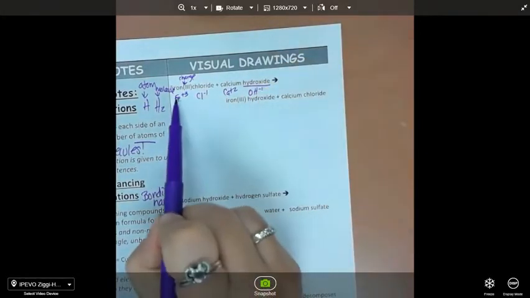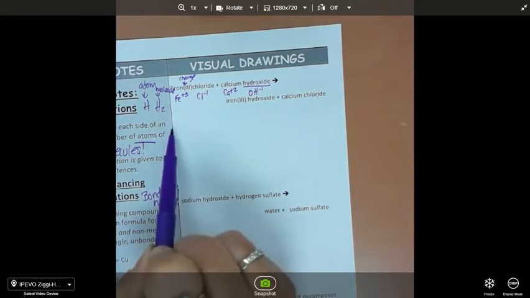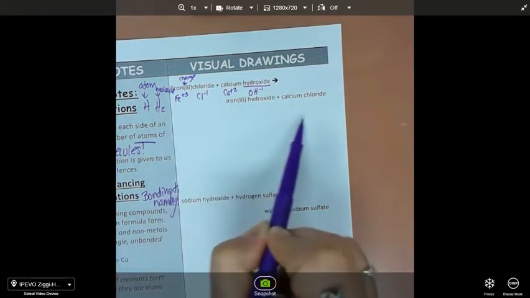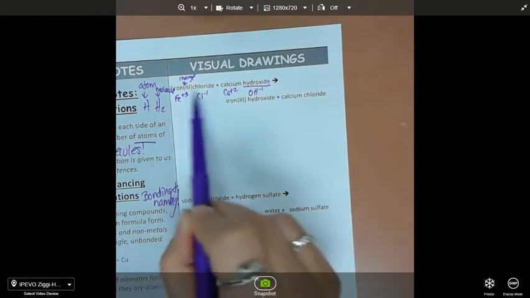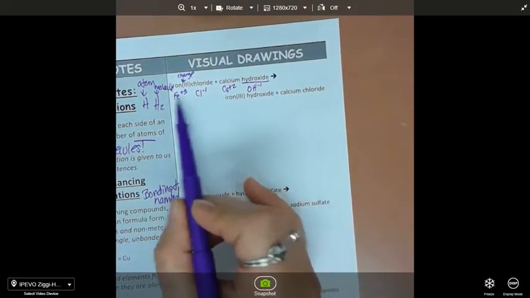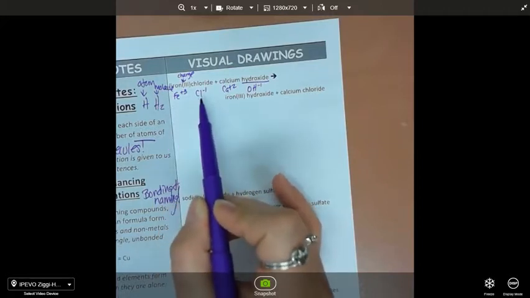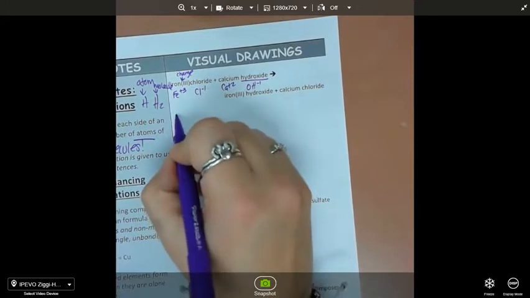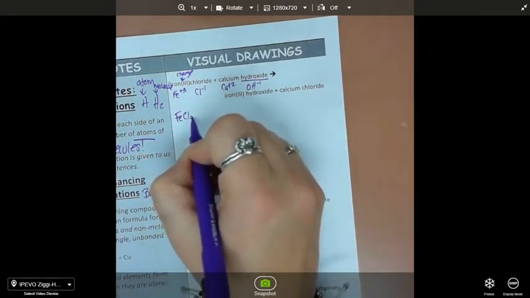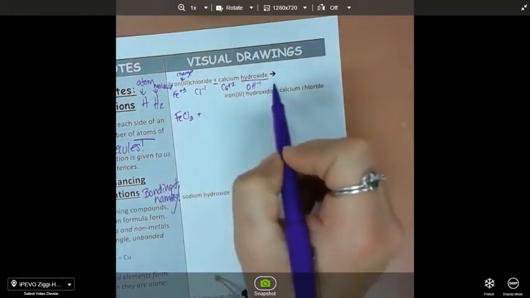Okay, so I'm going to take these ions that I just found, and I'm going to start to write them down here so I have my reaction, and I'm going to bond them. So if I have Fe plus 3 and Cl minus 1, this does not cancel. So what do I need more of? I need a total of 3 Cl's to cancel out my 1 Fe. So it's FeCl3. I keep the plus sign, plus calcium hydroxide.